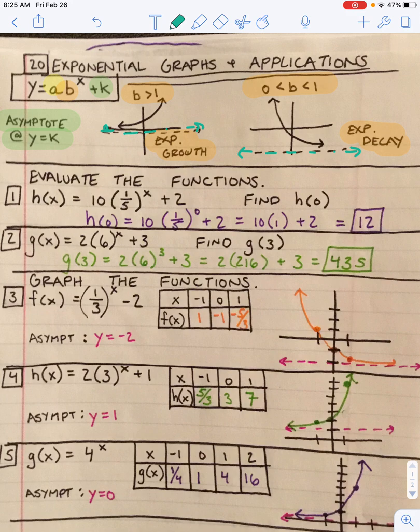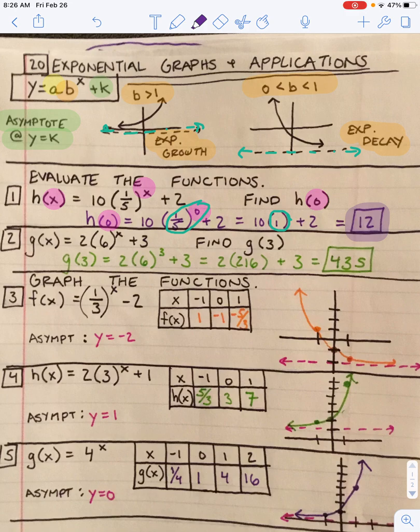So first we're going to practice evaluating some functions. To evaluate a function is pretty simple. Here it says h of x equals 10 times 1/5 to the x plus 2, and we need to find h of 0. Remember, if we're finding h of 0, all we're doing is replacing our x value with 0. So h of 0 is equal to 10 times 1/5 raised to the 0 plus 2. You may recall, anytime you're taking a value and raising it to the 0, it's simply 1. So then we have 10 times 1 plus 2, which leaves us with h of 0 equaling 12.